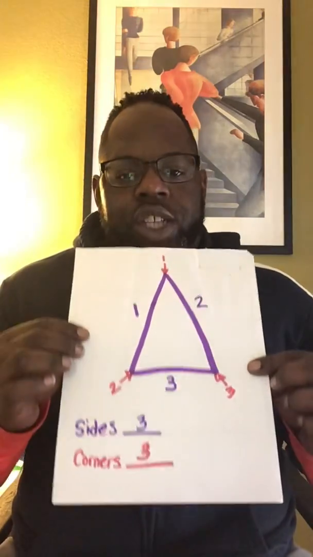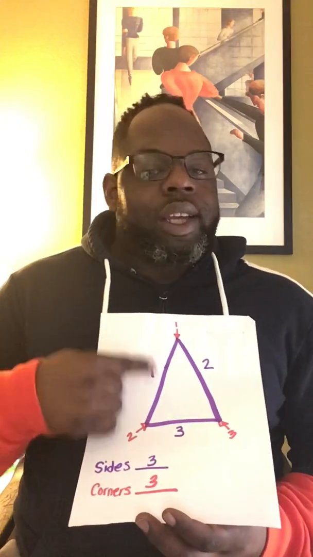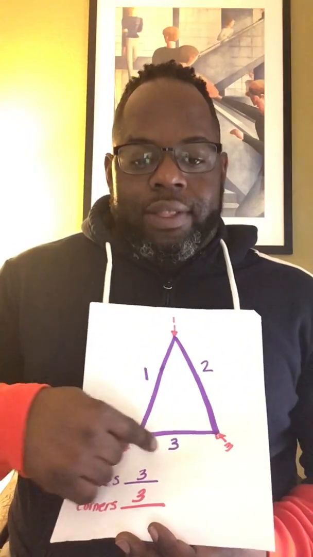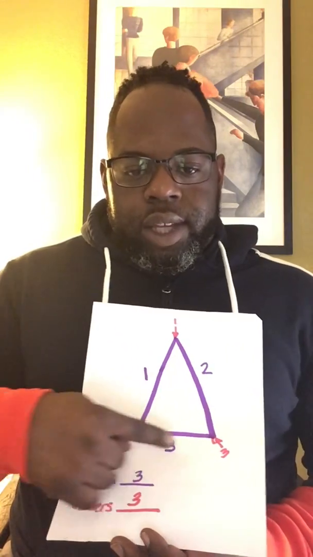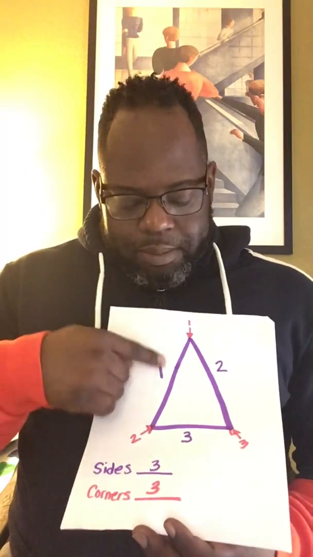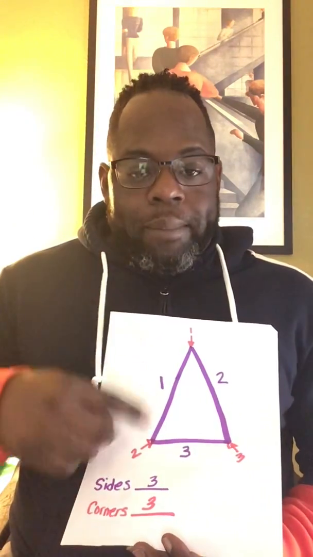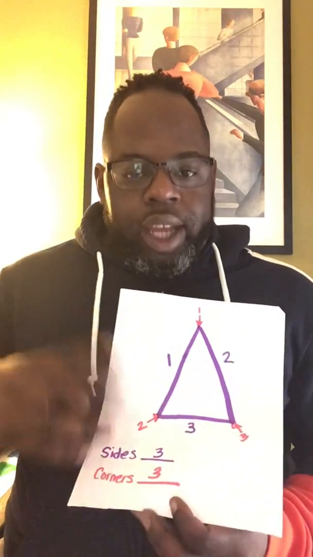For math today, we're going all the way back and we're going to review our shapes, okay? Our shapes. And what I want you to do is when we look at our shapes, I want you to look at the sides and the corners, okay? So remember, this is a side. That's a side. This is a side. These are corners. Those are corners. That's a corner. Okay? How many sides does a triangle have? One, two, three. How many corners does a triangle have? One, two, three. Three. Okay?